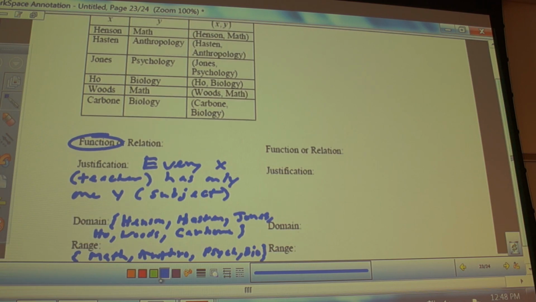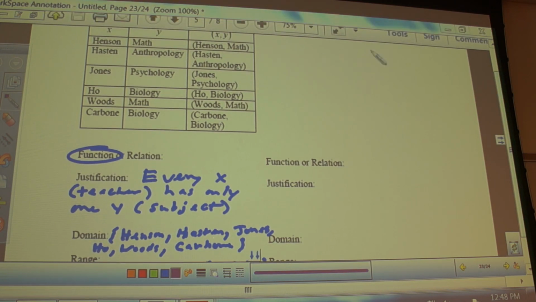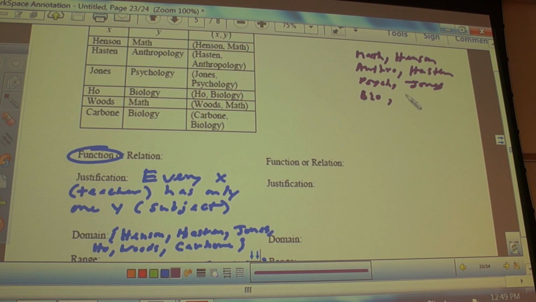Okay, so then the other part, I'm just going to do the X comma the Y. So this becomes math, comma Henson, anthro, comma Haskins, psych, comma Jones, bio, comma Poe, math, comma Woods, and bio, comma Carbone. Okay, now is this a function or relation?